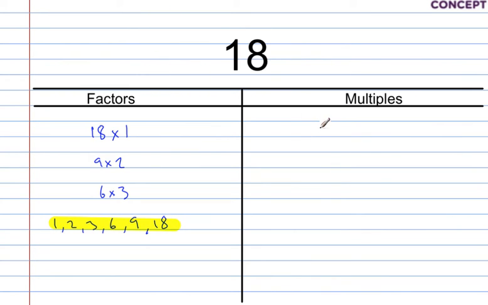Let's look at the multiples. 18 multiplied by 1 is 18. 18 times 2 is 36. 18 times 3 is 54. And 18 times 4 is 72. So there's the first 4 multiples of 18: 18, 36, 54, and 72. Remember, it's an infinite list of multiples, but you were only asked in this case for the first 4.